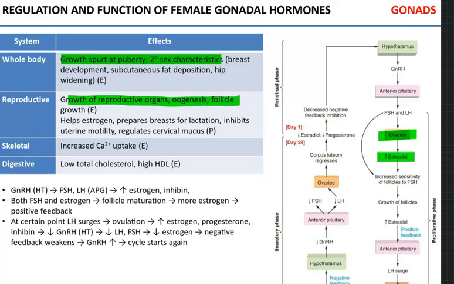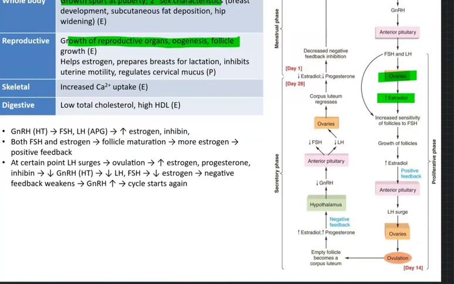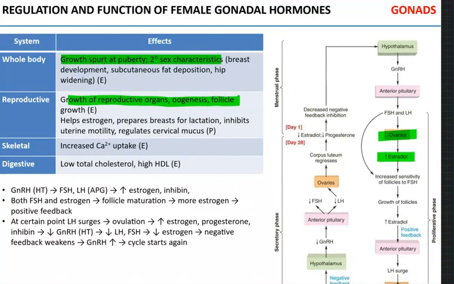Women also produce, at some point, progesterone. Progesterone has a very narrow range of functions. It is preparation of the uterus for possible implantation of the fertilized egg, and preparation of the breast for lactation. Does that make sense?